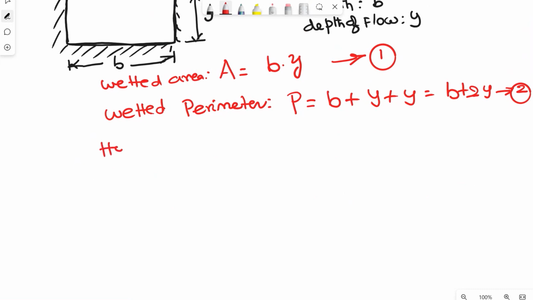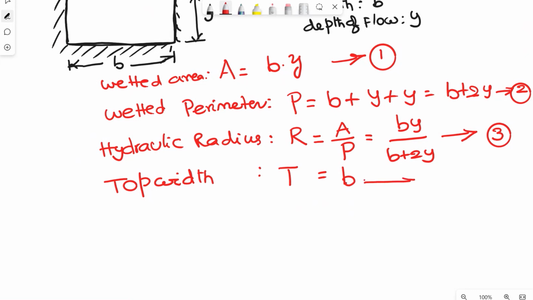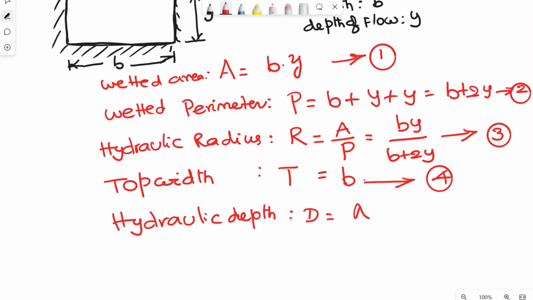Then hydraulic radius, also called hydraulic mean depth. R is equal to A by P, that is by divided by b plus 2y. This is 3. Then fourth one, top width. Top width means the width at the top of the water surface, represented by T. In the rectangular, it is nothing but b. This is 4. And last one is hydraulic depth. Hydraulic depth D is equal to A by T, so it is by divided by b, which is equal to y in rectangular channels.